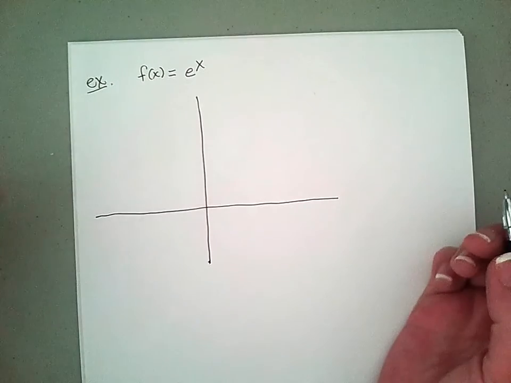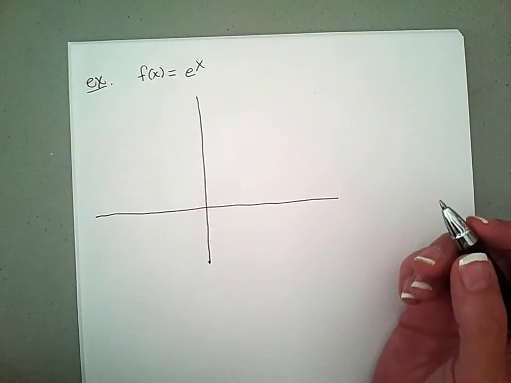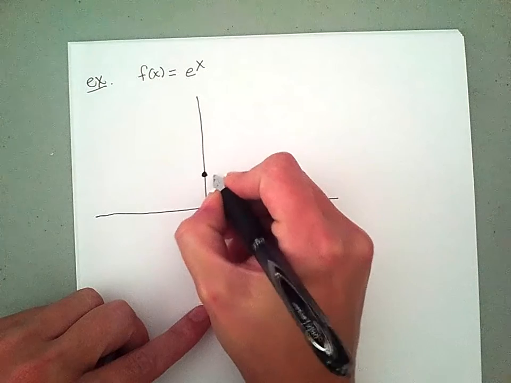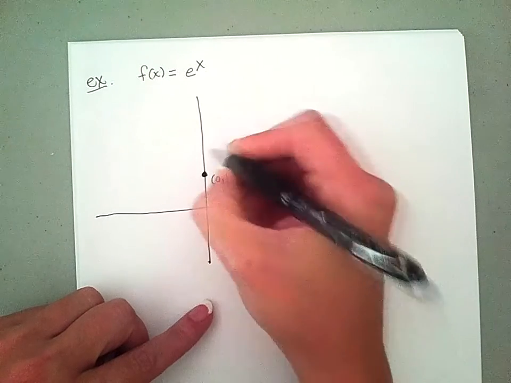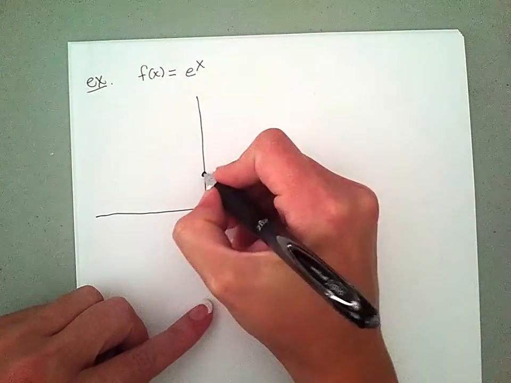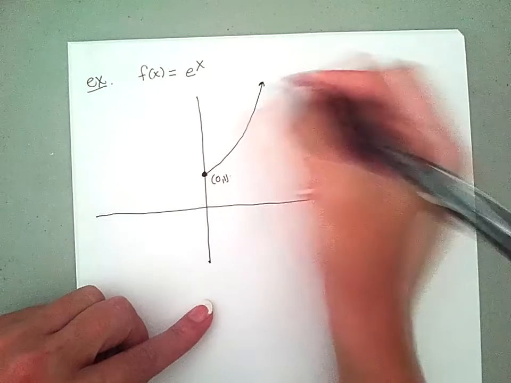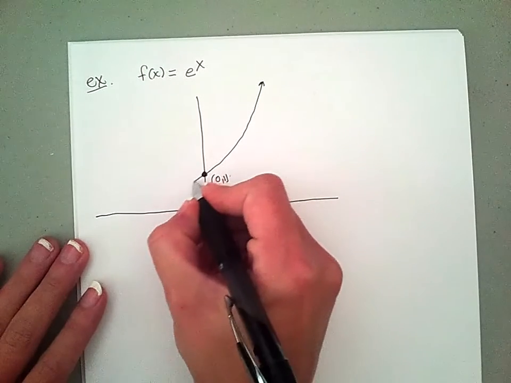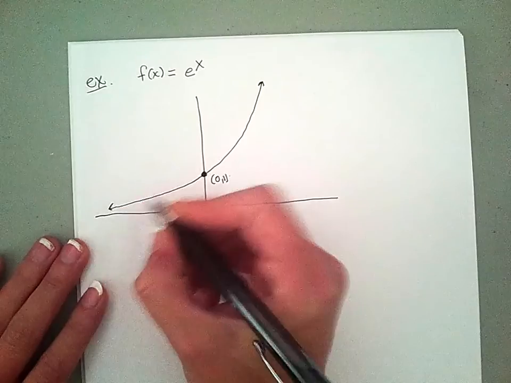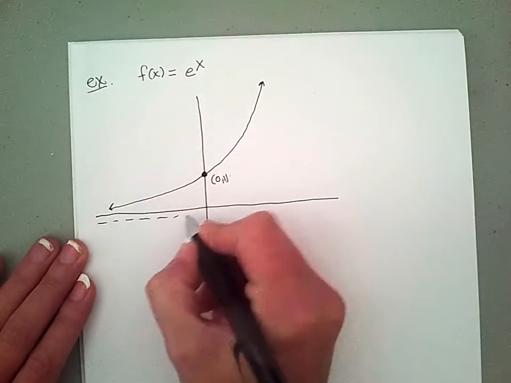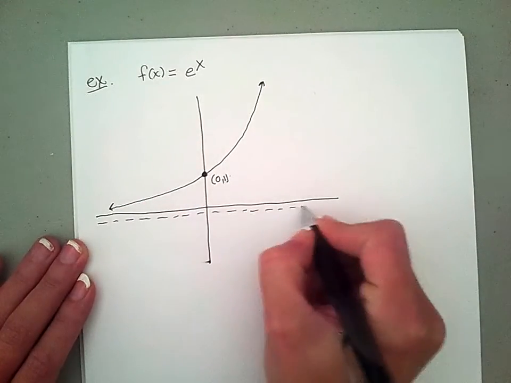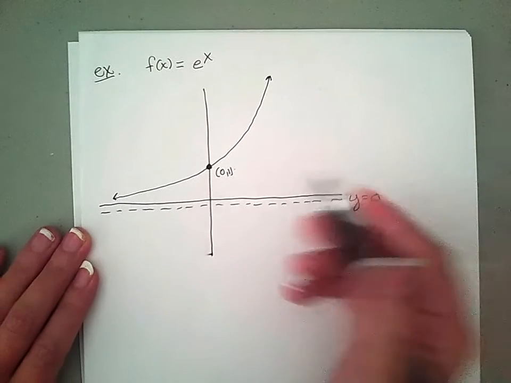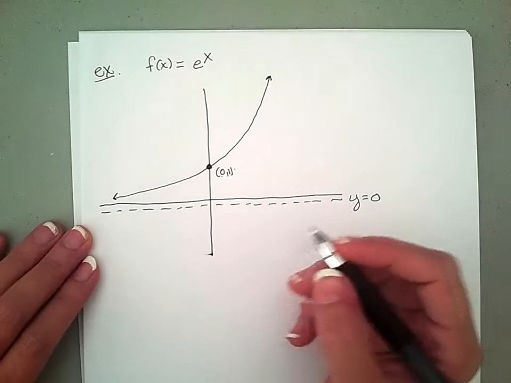e is an irrational number, but we can still simply graph it. The graph will still have a y-intercept at (0, 1). It will take off to infinity as x goes to infinity, and approach 0 as x goes to negative infinity. So the horizontal asymptote still stays at y equals 0. We still have the y-intercept.